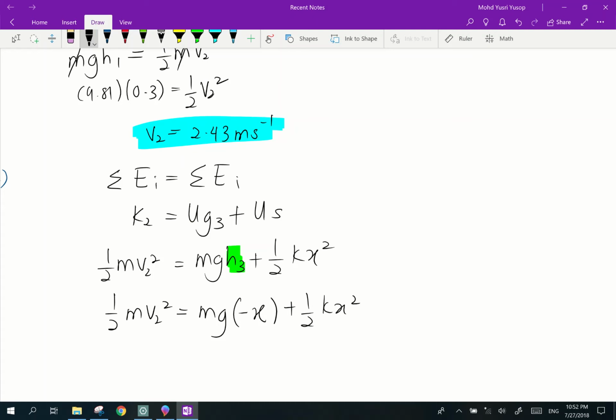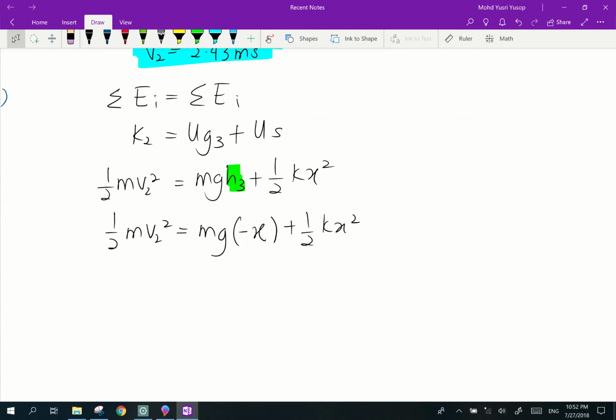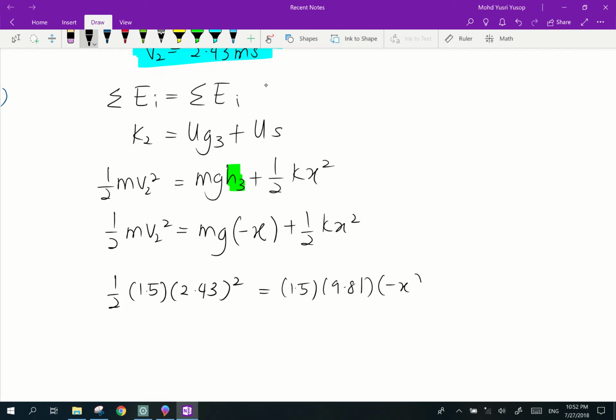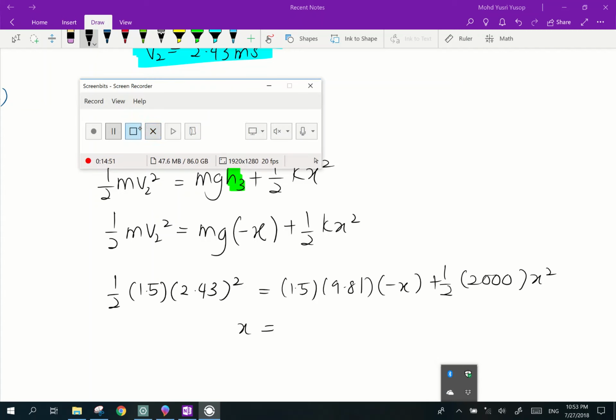plus half kx square. Okay, so then we substitute the value half times 1.5 times 2.43 square is equals to 1.5, that is the mass, times 9.81 times negative x plus half times 2000, that is k, the value of k is given, times x square. So the value of x is equals to, I think I need to pause the video to calculate it by myself.